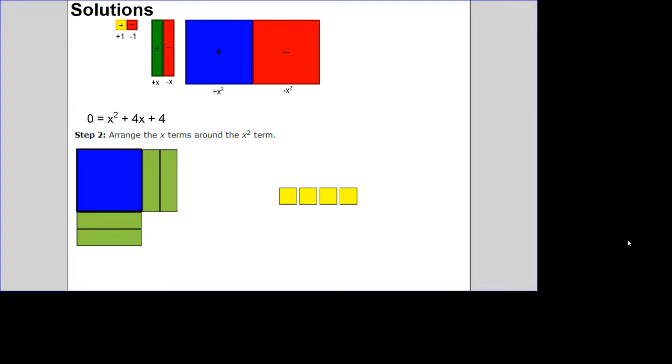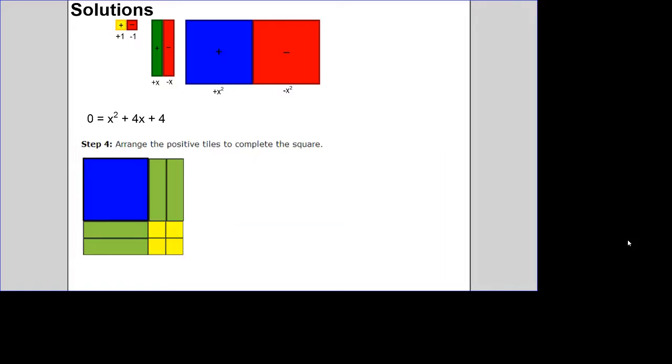So really, to make it a square, you're going to divide those x's evenly around the x squared. So with 4x, that means 2x is going to go on the side and 2x is going to go on the bottom. That makes this still a nice square. Next, we take those 4 positives and we complete the square with those 4 positives. Okay, notice it says no 0 pairs needed. We're going to talk about that in a second. So we complete that square and we now have a perfect square.